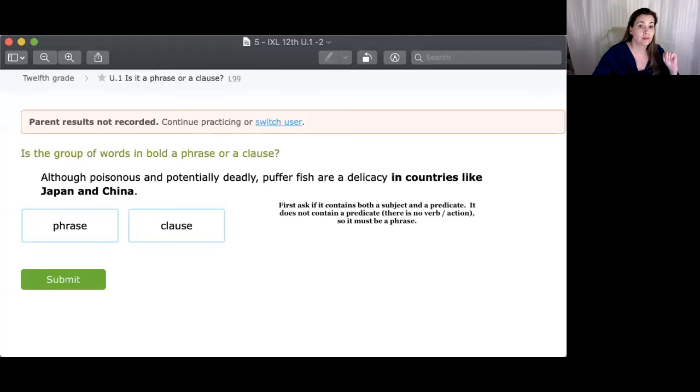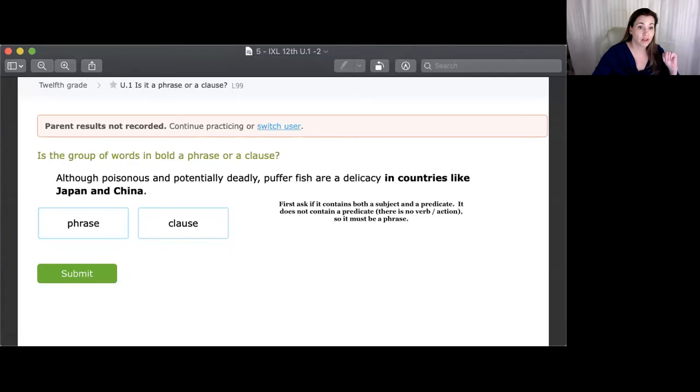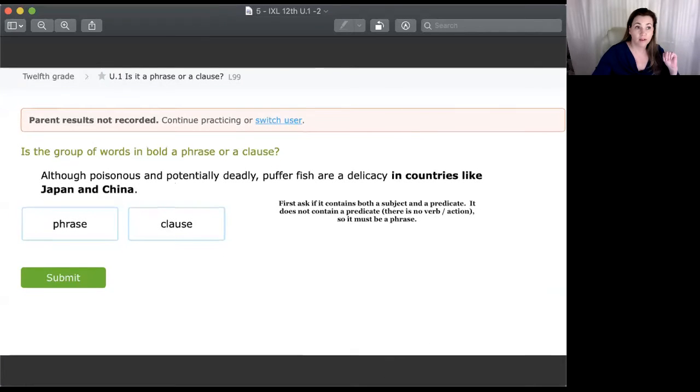Okay, this next example also comes to us from the 12th grade, U.1. Same situation, it says, is the group of words in bold a phrase or a clause? So first we want to read the whole sentence. Although poisonous and potentially deadly, pufferfish are a delicacy in countries like Japan and China. Remember that first thing we want to do is look to see, does it have a subject and a predicate? In countries like Japan and China?